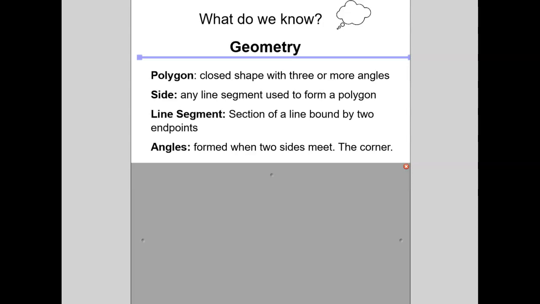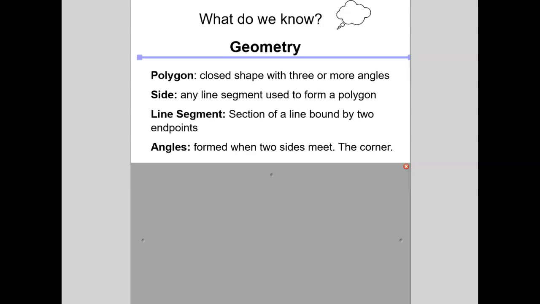We also learned that sides are just any line segment with 2 endpoints. Any place a line changes direction is a new side. We also learned that angles are just formed when 2 sides meet or come together. And we remember angles as the corner because it looks like a corner of a shape.